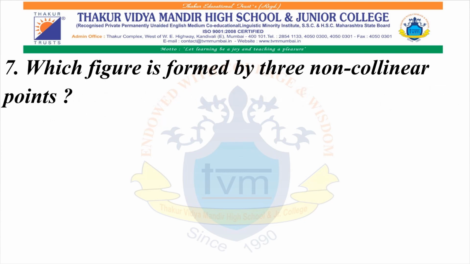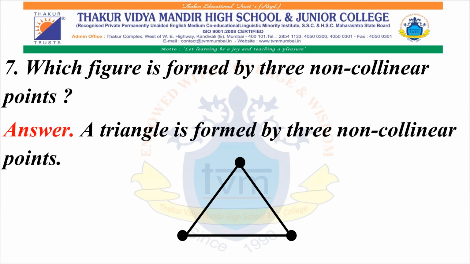Here we have question number 7. Which figure is formed by three non-collinear points? Now we will take three non-collinear points. So here we have three non-collinear points. Non-collinear points means they do not fall on the same line. Or you can say that if we join them, they will not make a single line. Now we'll join all the 3 points. Which figure did we get here? Triangle. So what will be the answer? A triangle is formed by 3 non-collinear points.